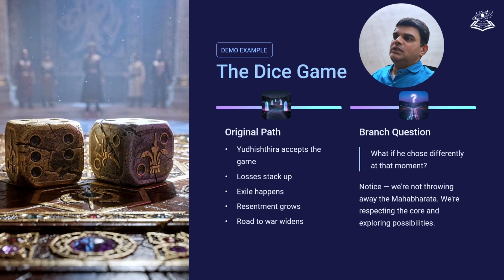Let's do a demo with the famous moment, the dice game. In the original story, Yudhishthira accepts the game. Then losses stack up, exile happens, resentment grows, and the road to war becomes wider. Now we ask our branch question. What if he chose differently at that moment? Notice we are not throwing away the Mahabharata. We are respecting the core and exploring possibilities.